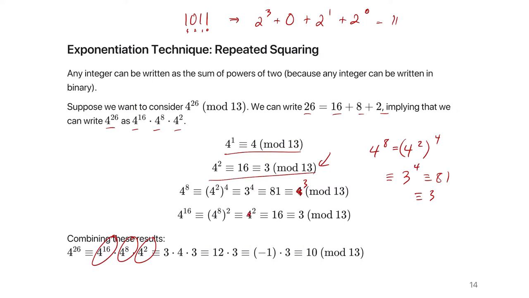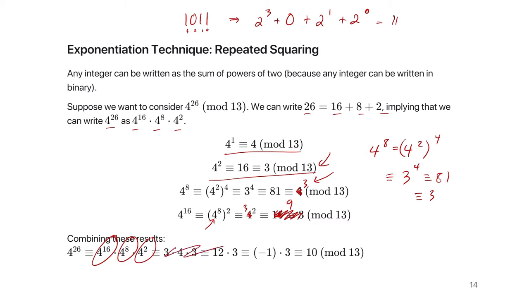Okay, so this here should be 3 because I made a typo on the previous slide. So this should be 9. Okay, because to get 4 to the 16, I just take my result from 4 to the 8 and square it. And my result from 4 to the 8 was 3, so I square 3, I get 9, and now I have 9 mod 13. Okay, and now I know my result.